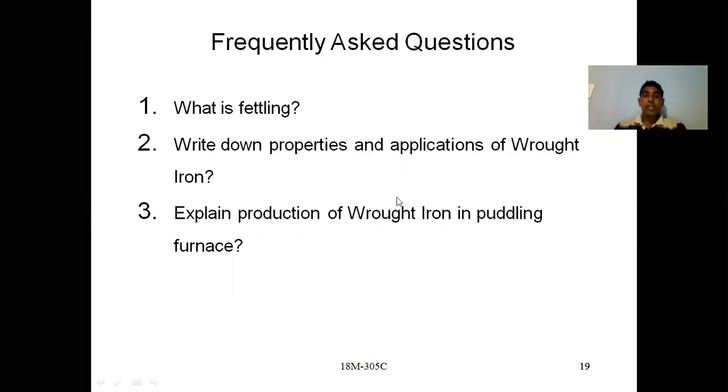Explain the production of wrought iron by the puddling furnace. You have to draw the diagram, give the constructional details and operations, and later explain the stages of reactions and how the wrought iron is produced from the puddling furnace. Okay, so with this I am closing today's session.